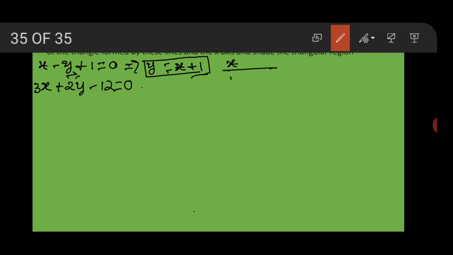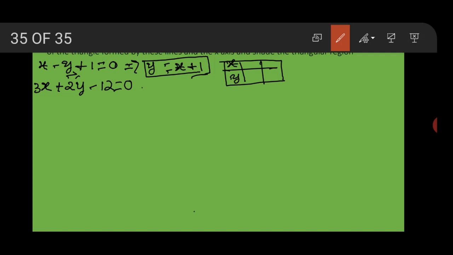X minus y plus 1 is equal to 0 and the second equation is 3x plus 2y minus 12 is equal to 0. Here draw the graph of these two equations. What we have to do? First find the value of y. Carry minus y to that side. It becomes plus y. What remains here? x plus 1. So this is one equation.